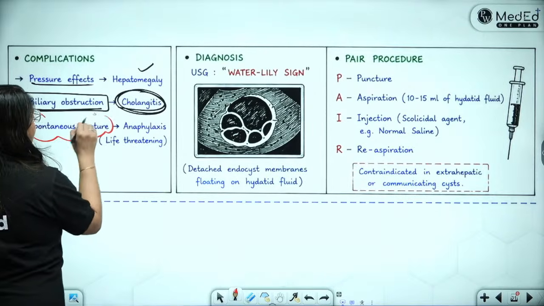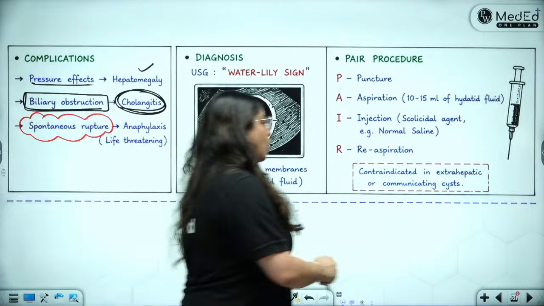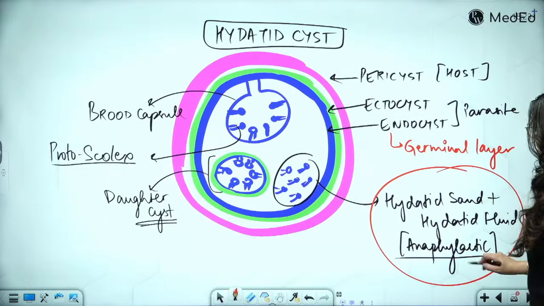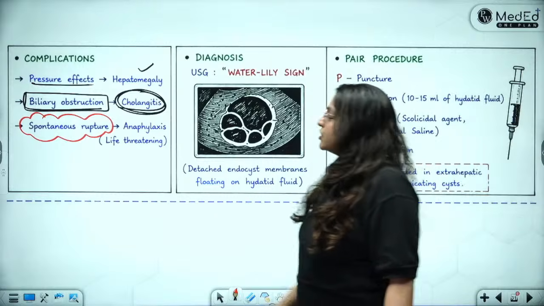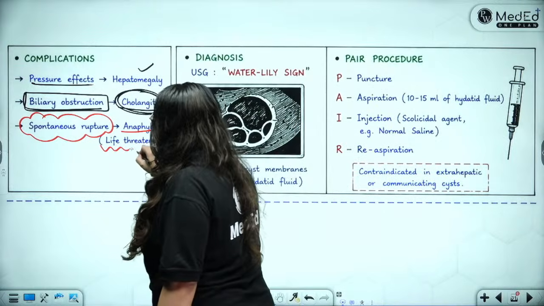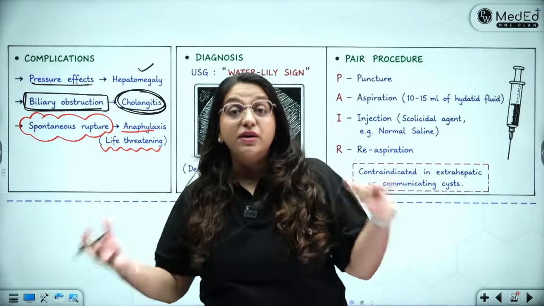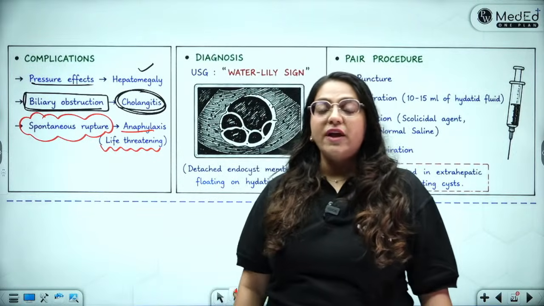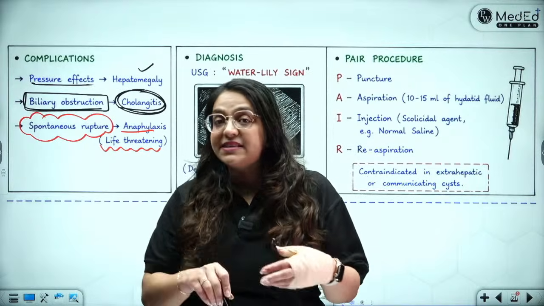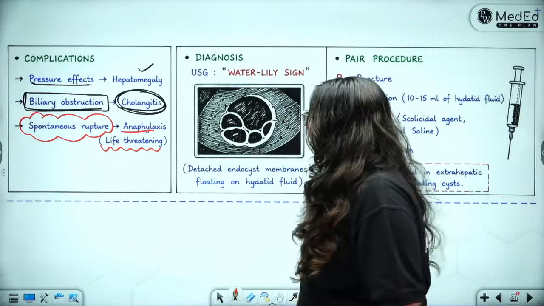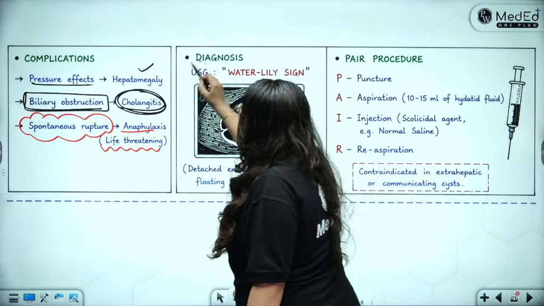If this ruptures spontaneously, then all of this hydrated sand is going to come outside, and it is anaphylactic, so the patient will land in anaphylaxis, and it can be very, very life threatening. So a hydrated cyst should never burst. A hydrated cyst should never be made to undergo FNAC or biopsy of any kind, because you cannot afford to burst a hydrated cyst. Diagnosis is radiology.